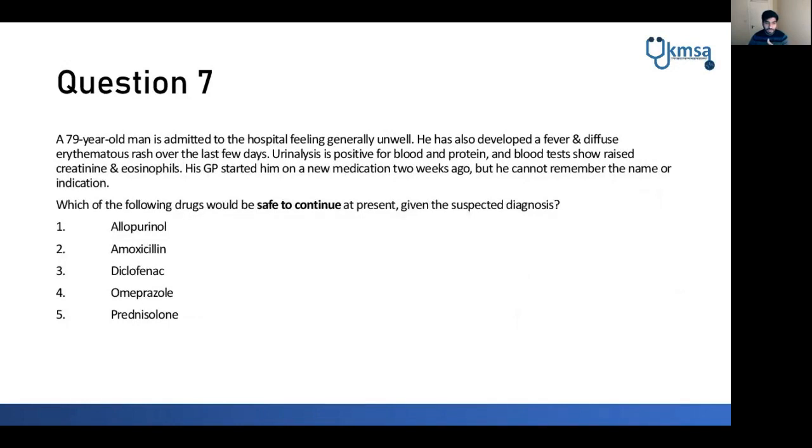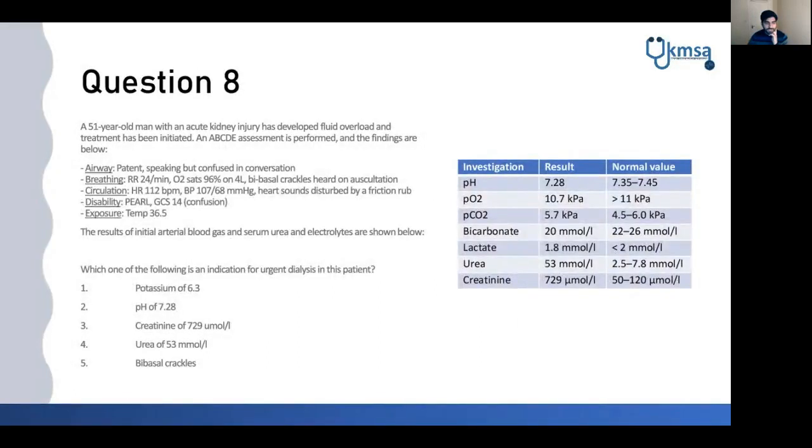Or a possible tubulointerstitial disease either. Okay, so it could be ATN or an interstitial disease. So that's a differential, but we see he has eosinophils. So eosinophils, as well as having a fever and a rash, that all indicates towards acute interstitial nephritis as a diagnosis. So which one of these drugs that he's currently on would we be happy to continue at present, given that we suspect that? So allopurinol, amoxicillin, diclofenac, omeprazole, prednisolone. So I can tell you the first four are big no-nos. They're all perpetrators of AIN. So prednisolone is a correct answer because it doesn't cause AIN, and actually it's one of the treatments for severe AIN. So that's it.